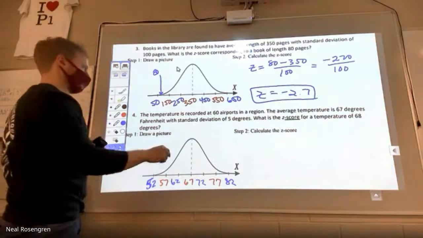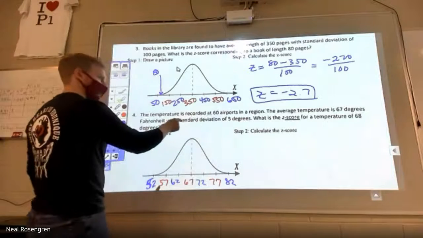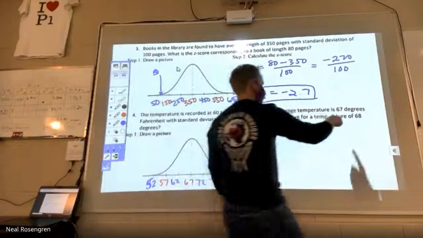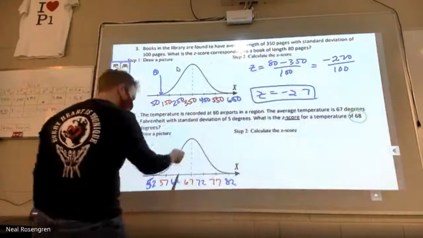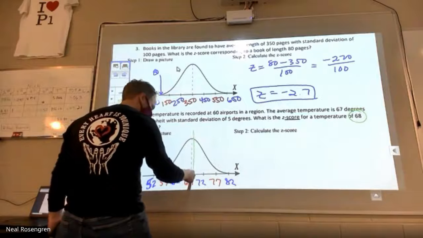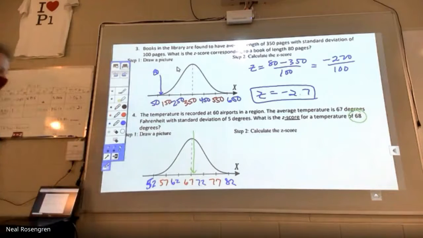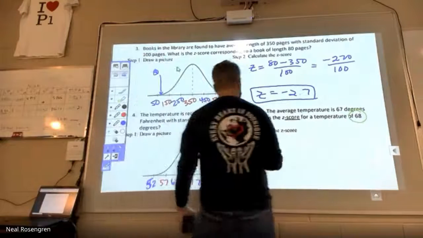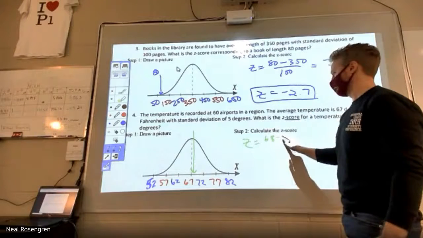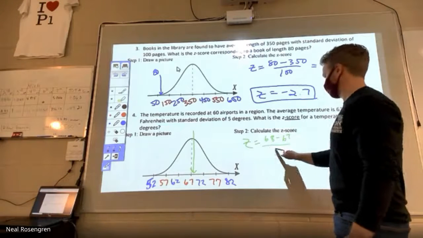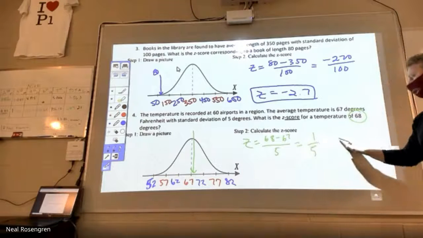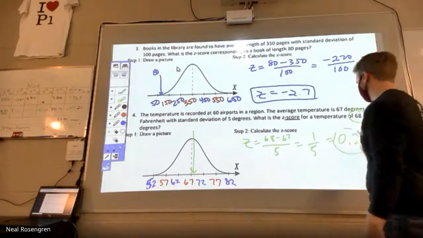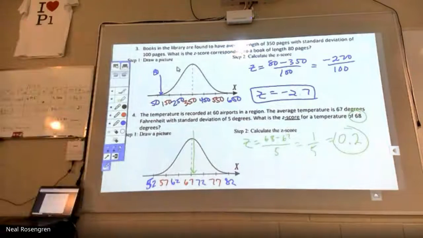What do we want? We want the z-score for a temperature of 68. Oh, that's really close. This z-score is going to be tiny, like 0 point something. It should be 0.2. Let's see. 68 minus 67 divided by 5. 1/5. There it is. It is 0.2 standard deviations. And that is it. Lesson 4 done. Nice.